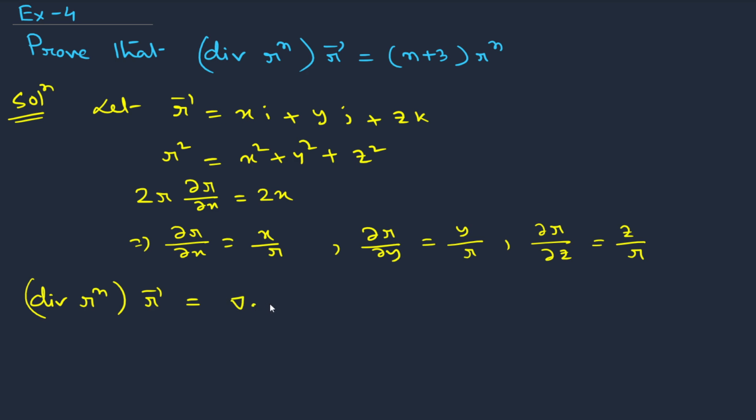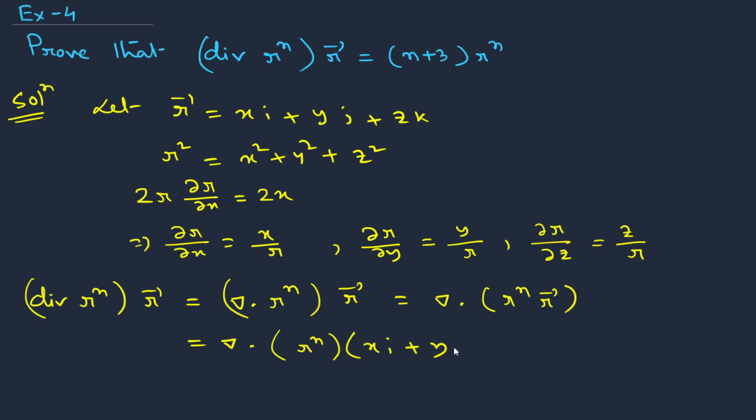Nabla dot r to the power n, and then r bar. Now you see one thing, this is not a vector quantity. When you talk about nabla dot, this dot is with r bar. So you can write it like this also, r to the power n r bar. So this is equal to nabla dot r to the power n, and then what is r bar? R bar is x i cap, y j cap, plus z k cap.